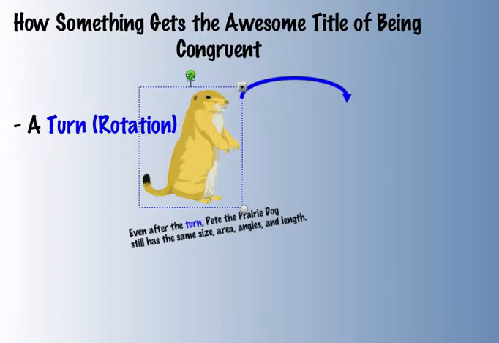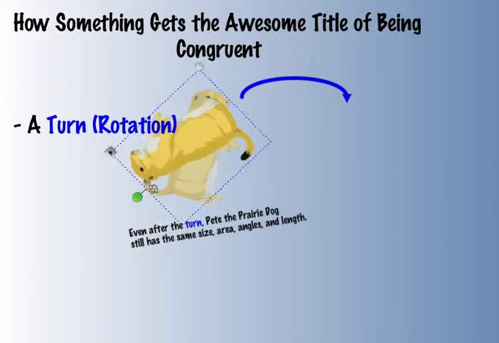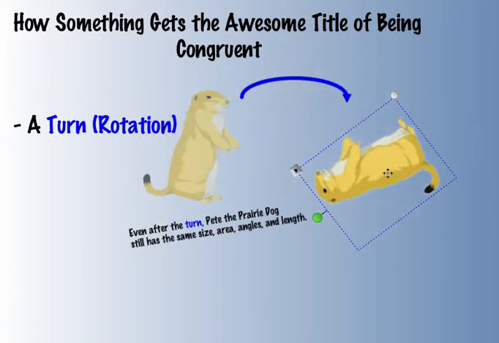So Pete here can also be congruent by doing a turn or rotation. It's like he's diving off a diving board. He goes, wee! A turn or rotation is still congruent. He's the same size and the same shape.